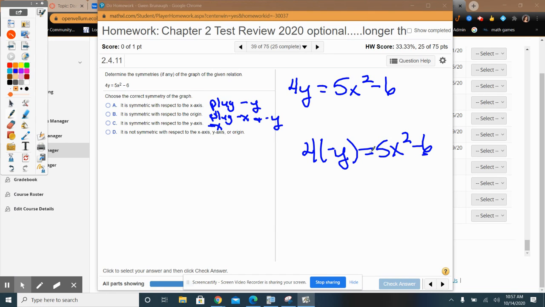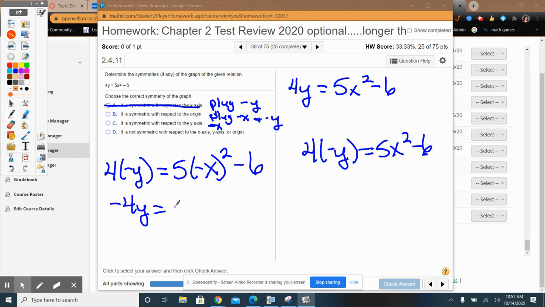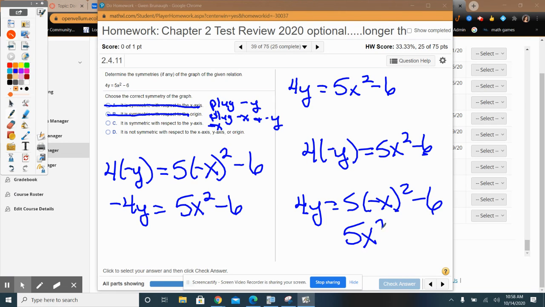No. If you plug in negative y, it does not get you the same thing, so it is not symmetric to the x-axis. If you plug them both in negative, you will not get the same thing either, because that negative y is going to cause us some problems. That'll be negative 4y. This gives me the same thing of 5x squared minus 6, but there's still the negative. If you just plug in the negative x, you get 4y is 5 times negative x squared minus 6. That does give you the same thing of 5x squared minus 6. So it has y-axis symmetry.